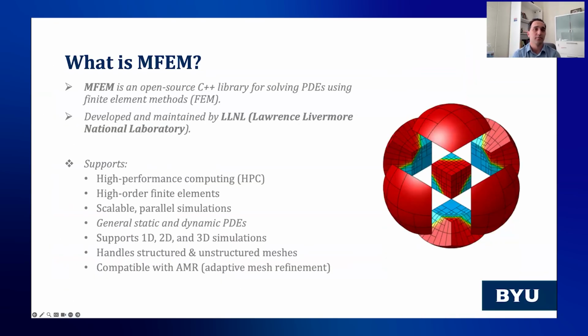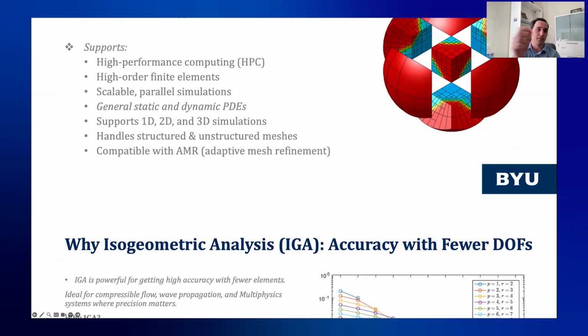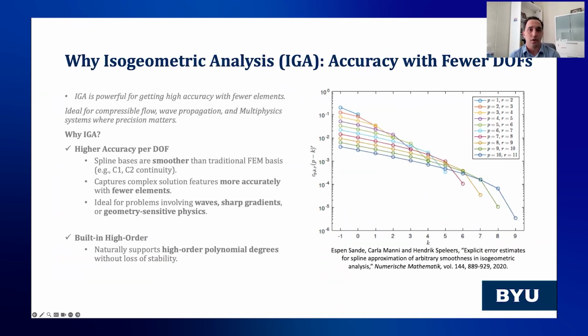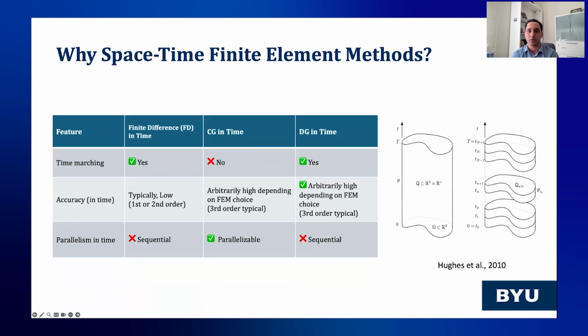Maybe speaking quickly to MFEM, as you know, MFEM is a strong framework that supports high performance computing, high-order finite elements, and also higher dimensional simulations. Another thing is IGA, isogeometric analysis. IGA is powerful for getting high accuracy with fewer elements. As you can see here in the graph, by moving from discontinuous Galerkin to continuous Galerkin to a smoother representation, we can have more accuracy per degree of freedom. This is what we hope to leverage: high accuracy with fewer elements and lower computational cost.